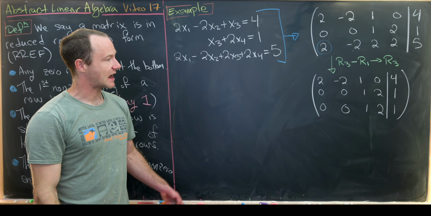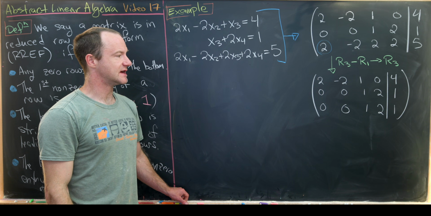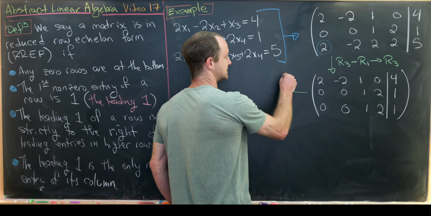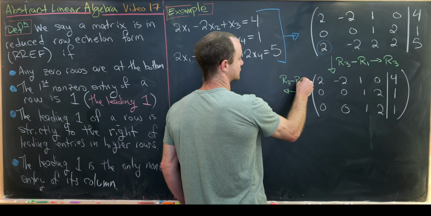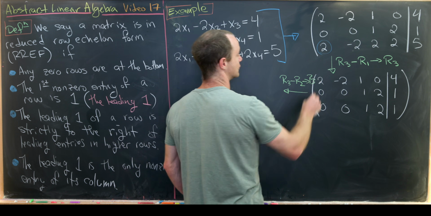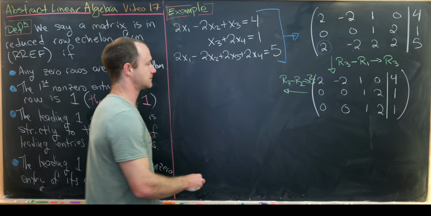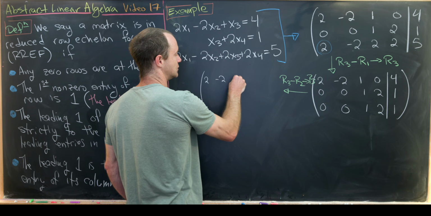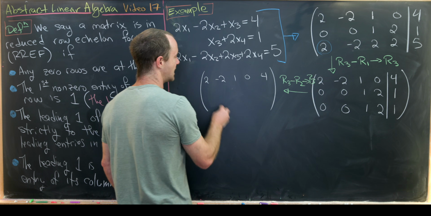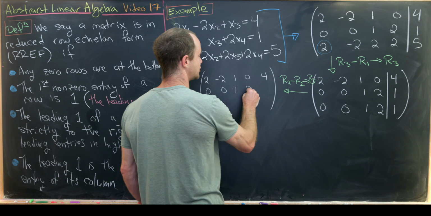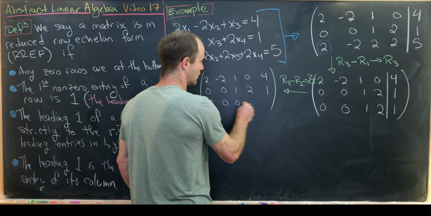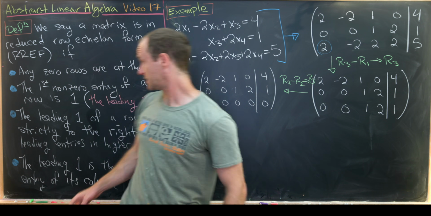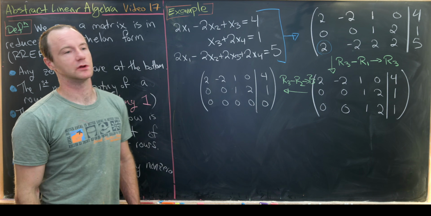Okay. And now from here, let's notice that the second and third rows are the same. So that gives us motivation to take row 3 minus row 2 and make that our new row 3, because that'll just cancel out. So row 1 and row 2 are not changing again. We have 2, minus 2, 1, 0, 4. And then we have 0, 0, 1, 2, 1. And then we've got a row of all zeros. Notice that row of all zeros is already at the bottom, so it's obeying this first rule already.